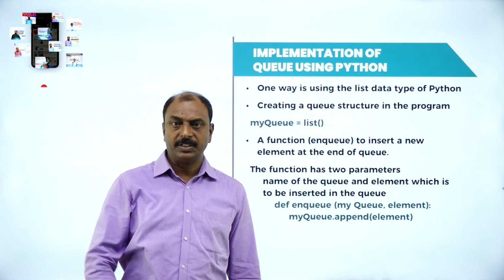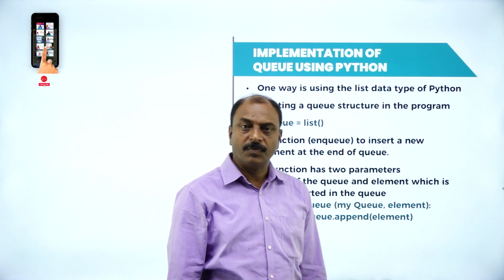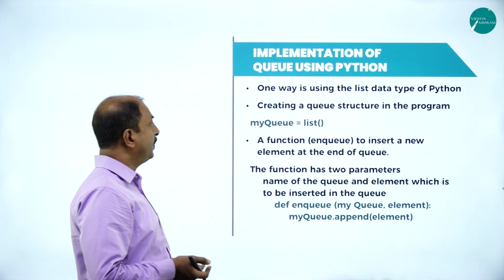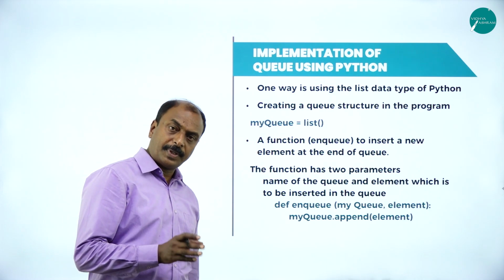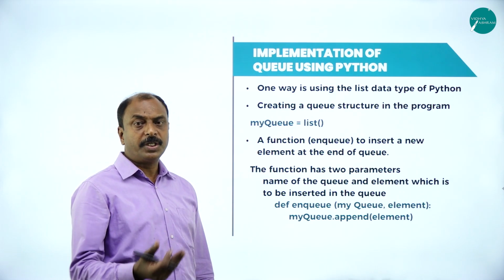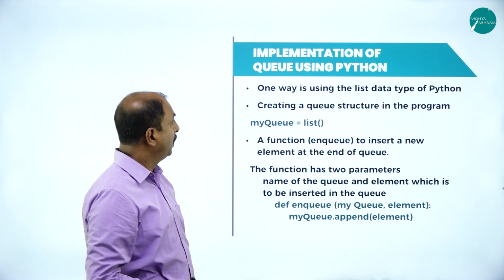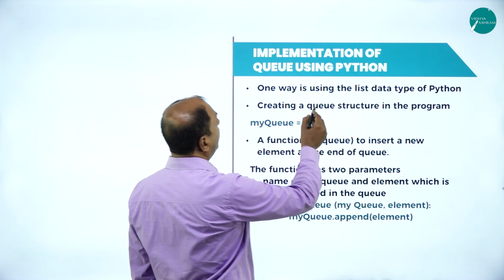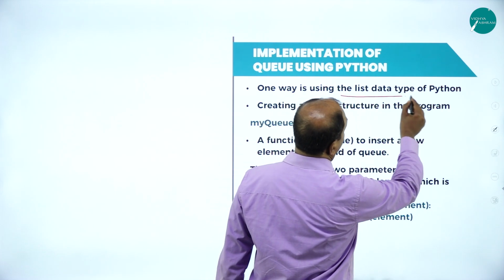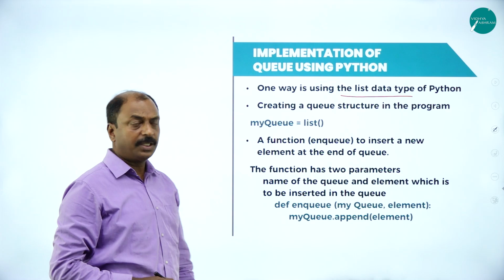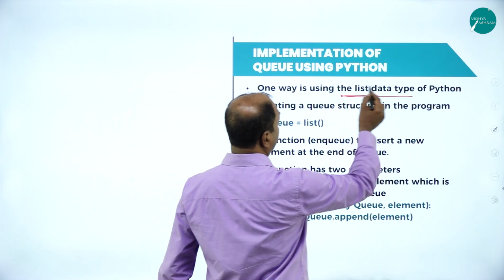So in our previous session, we have learned the definition of Q and different operations on Q. Now in this session, we are going to learn through Python programming how we are going to initialize or implement the Q with respect to the list data type. So first is one way using the list data type of Python. So we are implementing a Q data structure using the list data type.